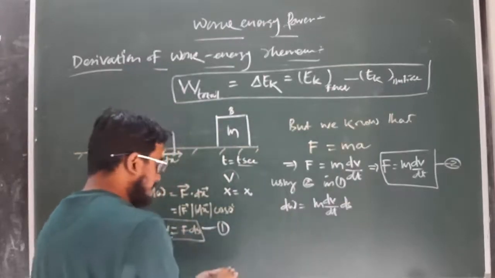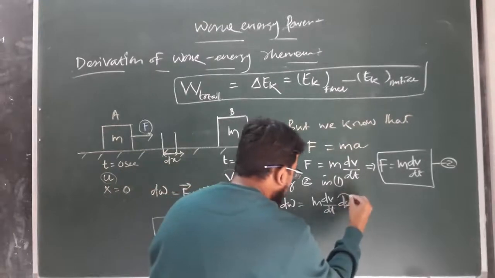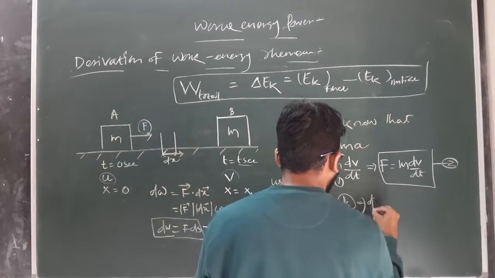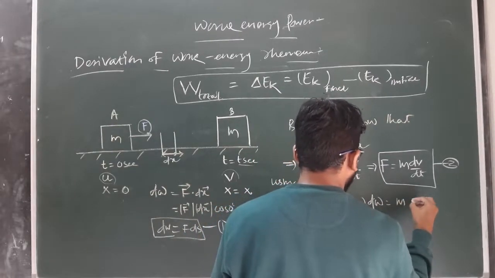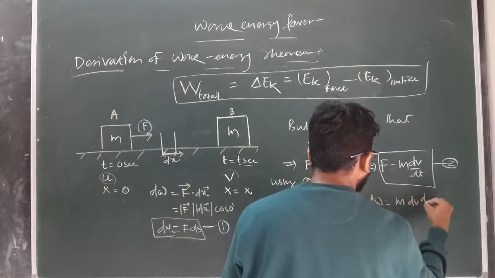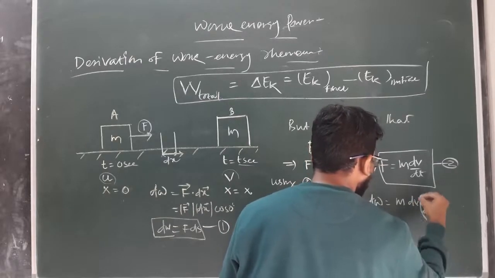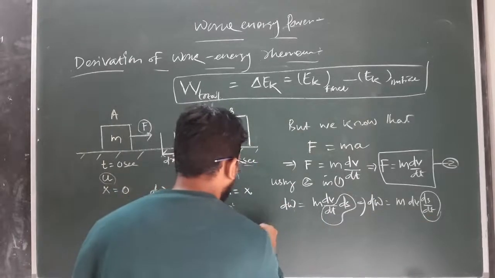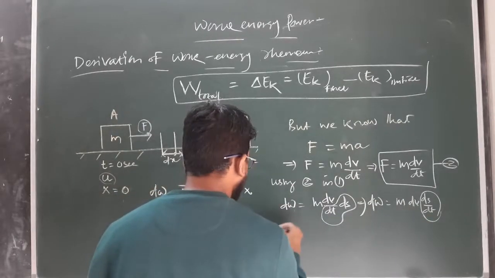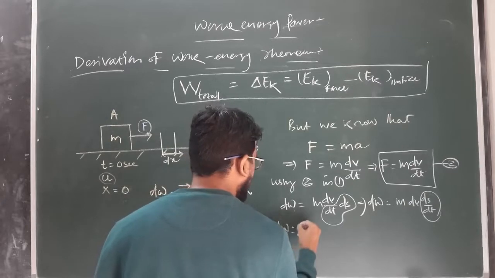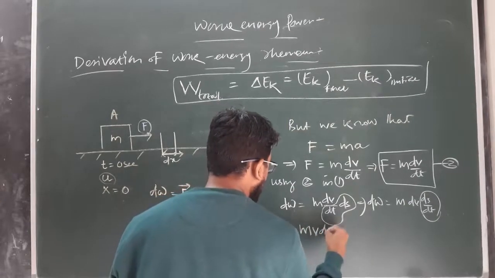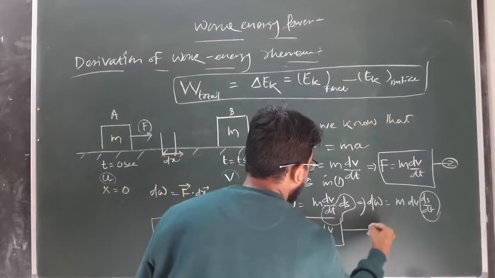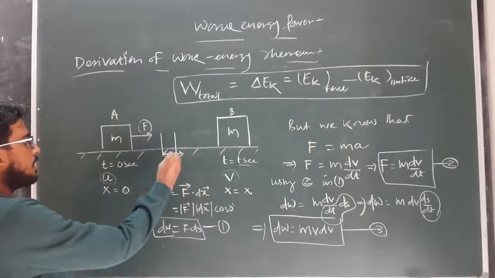Now rearranging this, taking dx by dt as a single factor, we will get dW equal to m into dv into dx by dt. What is dx by dt? dx by dt is the rate of change of displacement, that is velocity or speed, the magnitude of velocity. So here we can write dW will be equal to m v into dv. So this is the small amount of work done by displacing the block with a small displacement dx.